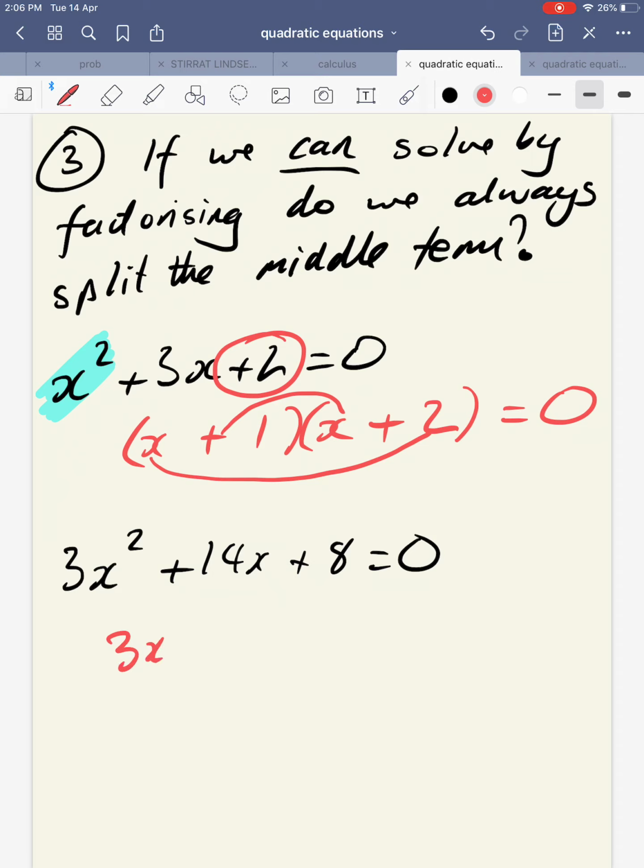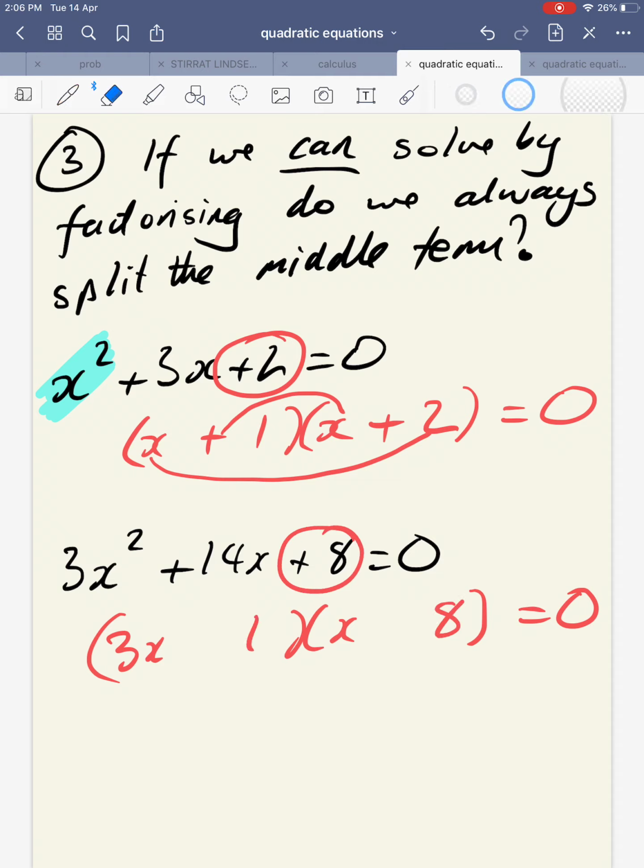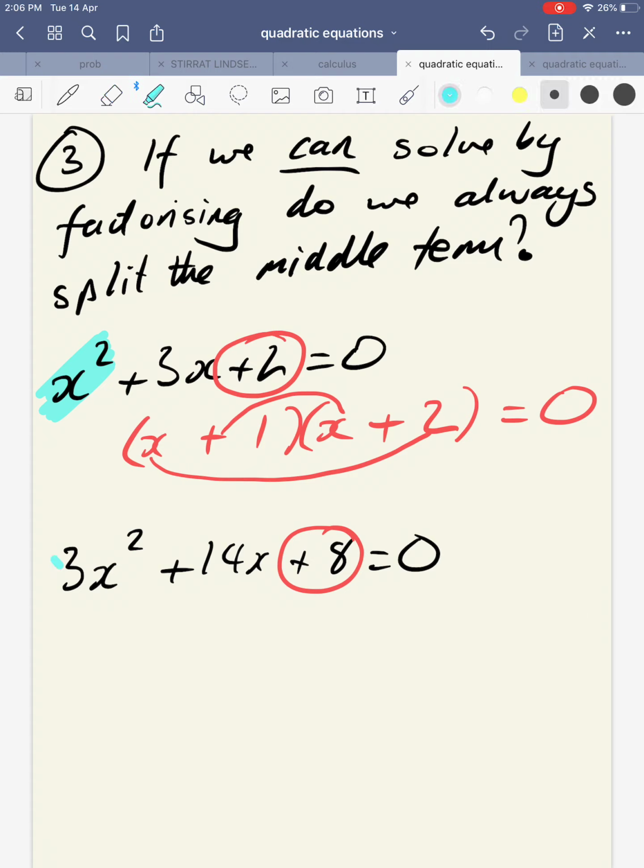Even here you could guess and check 3x here, x here. Then to get the plus 8, it could be 8 times 1, or it could be 4 times 2, or it could be switched round, both positive, both negative. So it could be a guess and check technique, but however, I would maybe suggest that for these ones, in particular this style, it might be better to actually try and split the middle term, because it might just be a little bit more efficient and quicker to get to your answer.